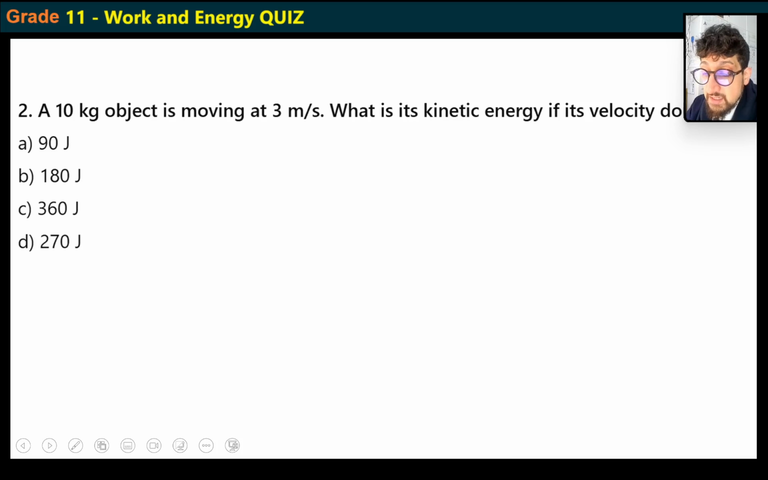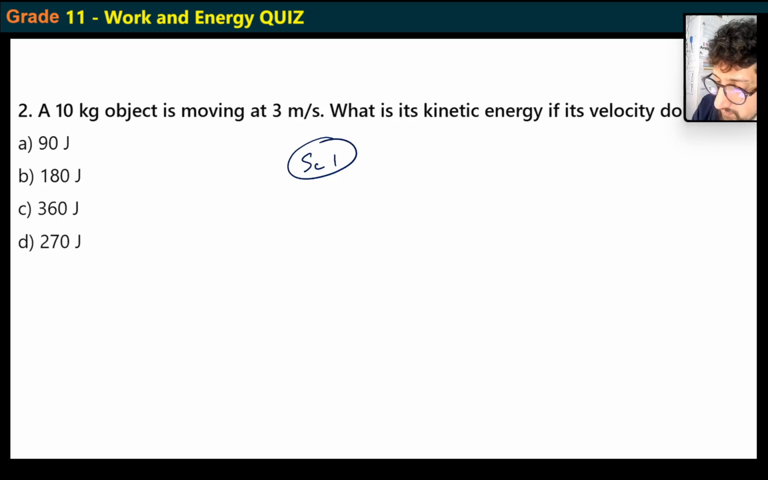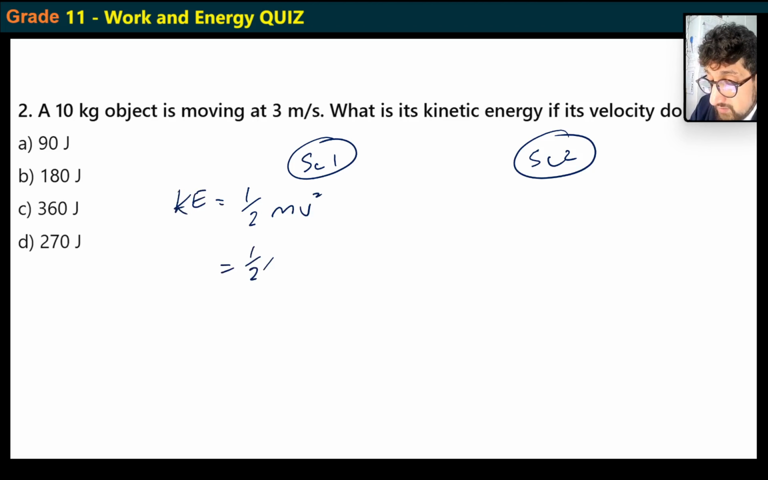Next, a 10 kilogram object is moving at 3 meters per second. What is the kinetic energy if its velocity doubles? So let's just do the scenario 1, scenario 2 thing. In scenario 1, kinetic energy is half mv squared. So half times 10 times 3 squared, that is 5 times 9, or 45 joules.